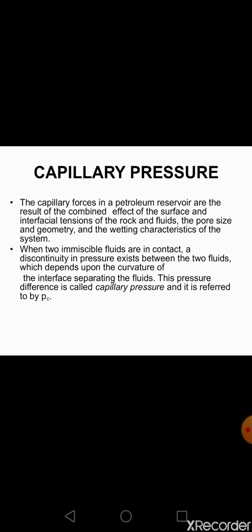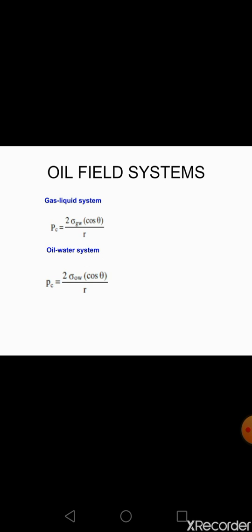So there is one important relation between capillary pressure and saturation, as well as the capillary pressure is related to the surface tension. So this is the relation for oil filled system. There may be gas liquid system or oil water system. So for gas liquid system, the relation between capillary pressure and surface tension is given by this equation. Pc here is the capillary pressure, 2 sigma Gw cos theta divided by R. Here sigma Gw is the surface tension between gas water interface, cos theta is the contact angle, and R is the capillary radius.